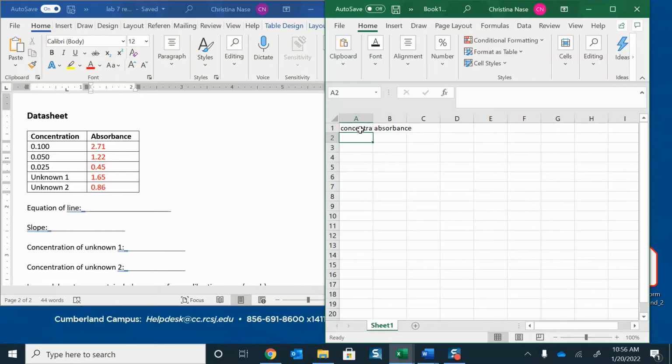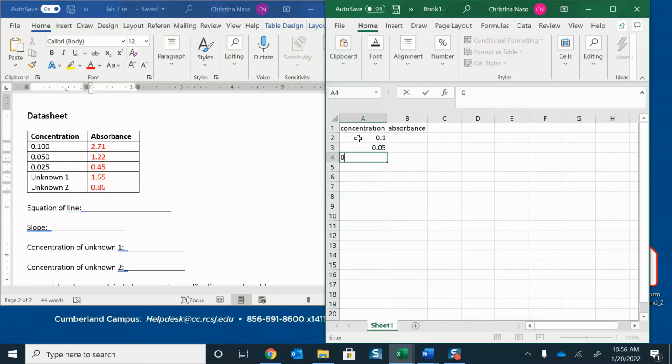Now, make sure you don't have any units on the concentration. You just want to put numbers in Excel. So if there's a molar in this table, just get rid of it. I'm going to retype everything. I've got 0.1, I've got 0.05, 0.025, and then your absorbances might be different. That's perfectly fine. I'm guessing over here what these would be.